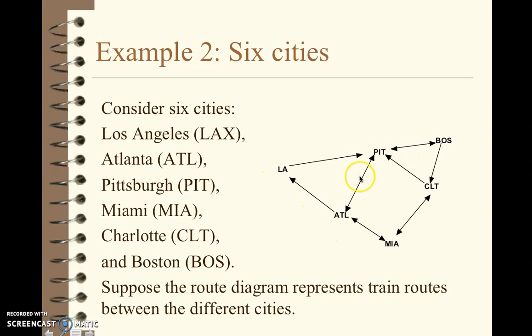Between Pittsburgh and LA, it's two ways. Between Pittsburgh and Boston, it's two ways. Between Boston and Charlotte, it's one way, and between Charlotte and Pittsburgh, it's one way. Between Charlotte and Miami, it's two ways, and between Atlanta and Miami, it's two ways. Okay. Now, when you're drawing these diagrams, it's really, really important, guys, that you make sure you show all of your directions using your arrows.